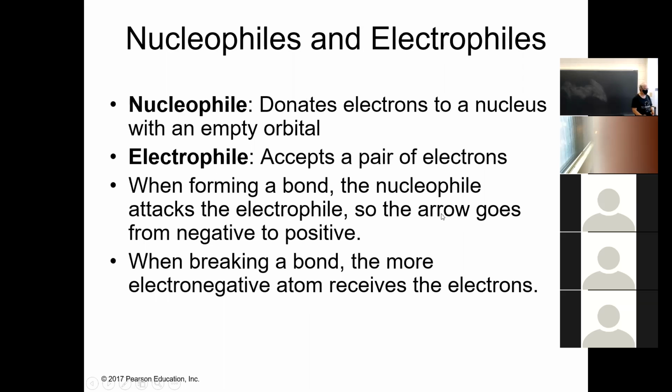And when forming a bond, the nucleophile attacks the electrophile. So when we draw arrows, the arrow goes from negative to positive. And remember that, we always go negative to positive. When breaking a bond, the more electronegative atom receives the electrons.